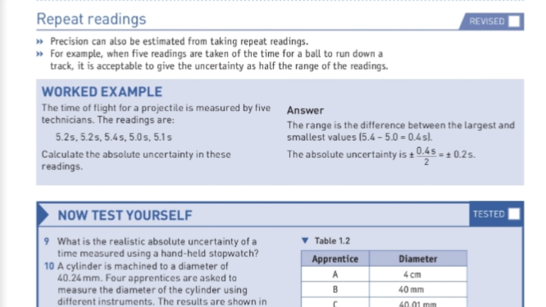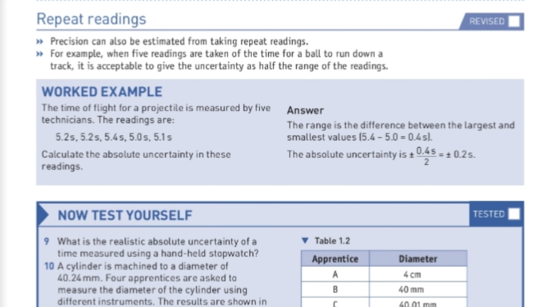Worked example. The time of flight for a projectile is measured by 5 technicians. The readings are 5.2 seconds, 5.2 seconds, 5.4 seconds, 5.0 seconds, and 5.1 seconds. Calculate the absolute uncertainty in these readings.